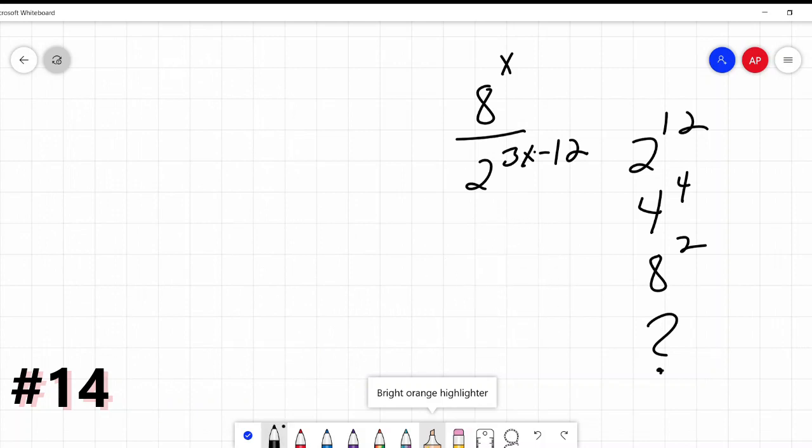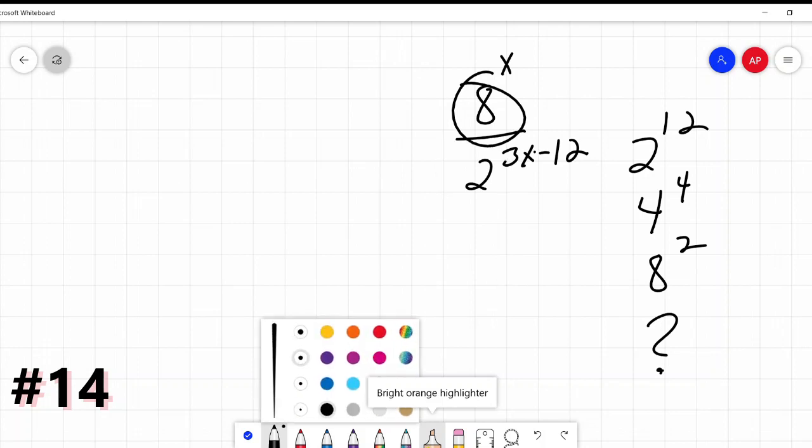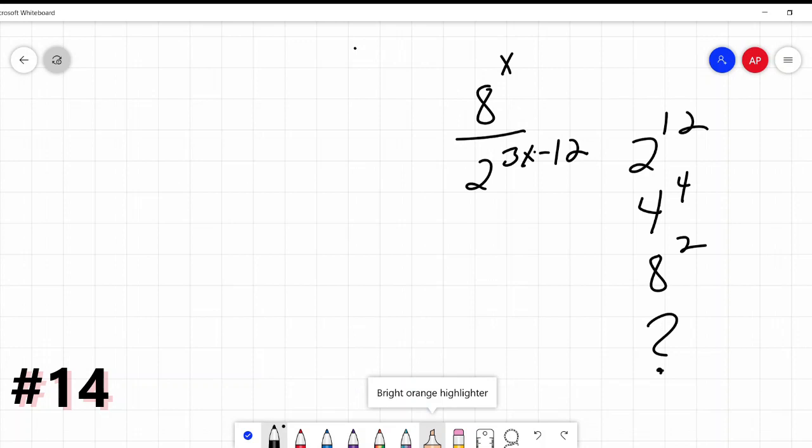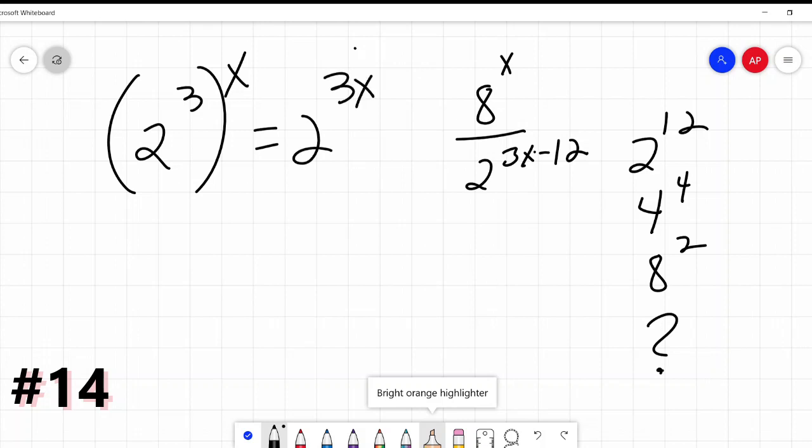Okay, so I've got 8 to the power of x divided by 2 to the power of 3x minus 12. They don't have the same base. I've got an 8, I've got a 2. So I want to change that 8 so it has a base 2. What is 8? 8 is the same as 2 cubed, 2 times 2 times 2. So 2 cubed to the power of x. Well, my power to the power rule says I multiply those. So that's the same as 2 to the power of 3 times x.